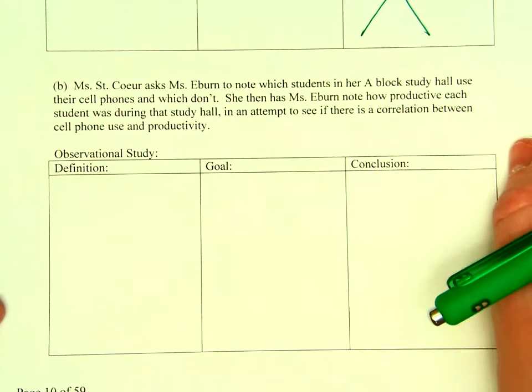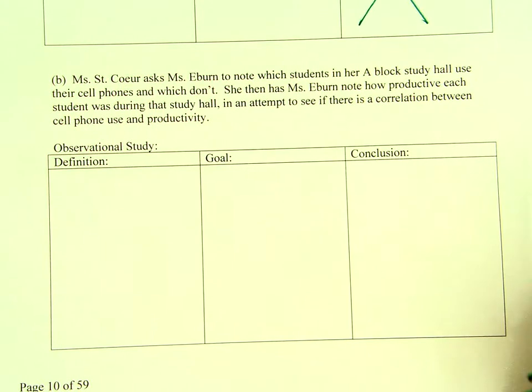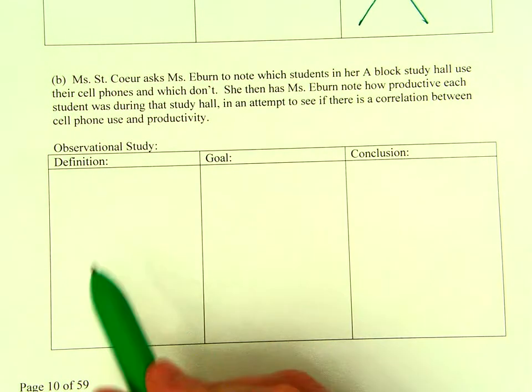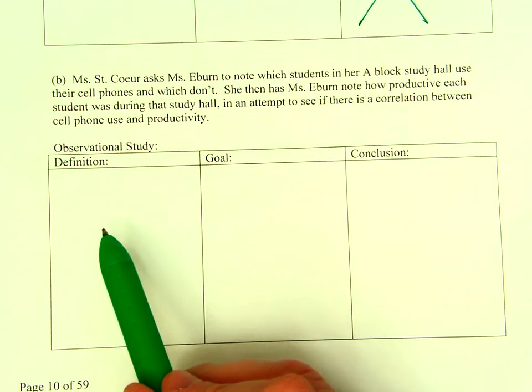In letter B, Mrs. Sanker asks Mrs. Ebern to note which students in her A block study hall use their cell phones and which don't. She then has Mrs. Ebern note how productive each student was during that study hall in an attempt to see if there's a correlation between cell phone use and productivity. This is an example of what we call an observational study. In an observational study, we're observing individuals and collecting data, but in our observations, we are not influencing the responses.